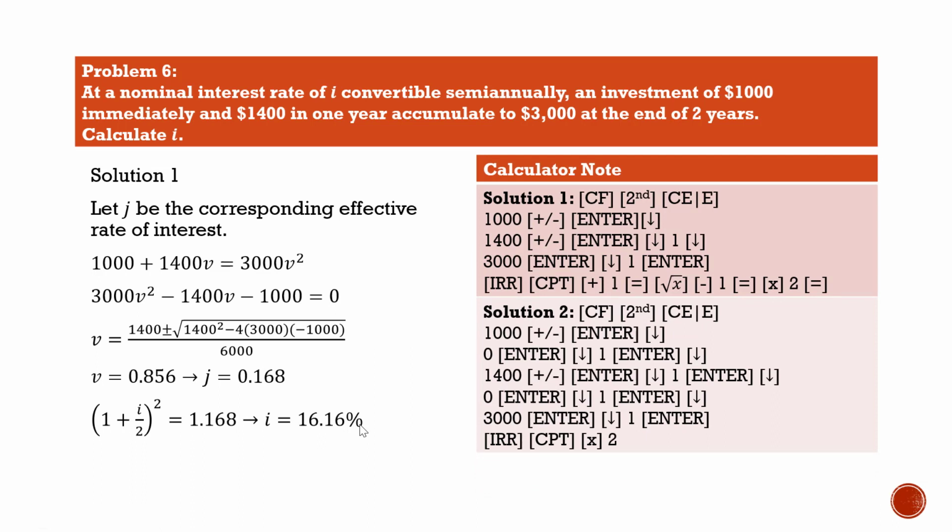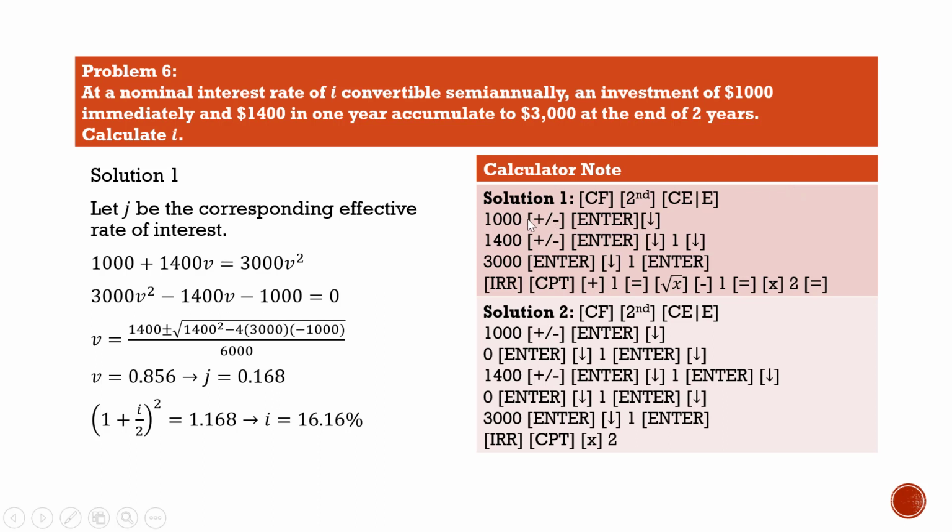Here I introduce two solutions to work on a calculator. Solution 1, we use CF, the cash flows mode on the calculator. So first step, clear work. First thing first, clear work. Then at time 0, we pay $1,000.